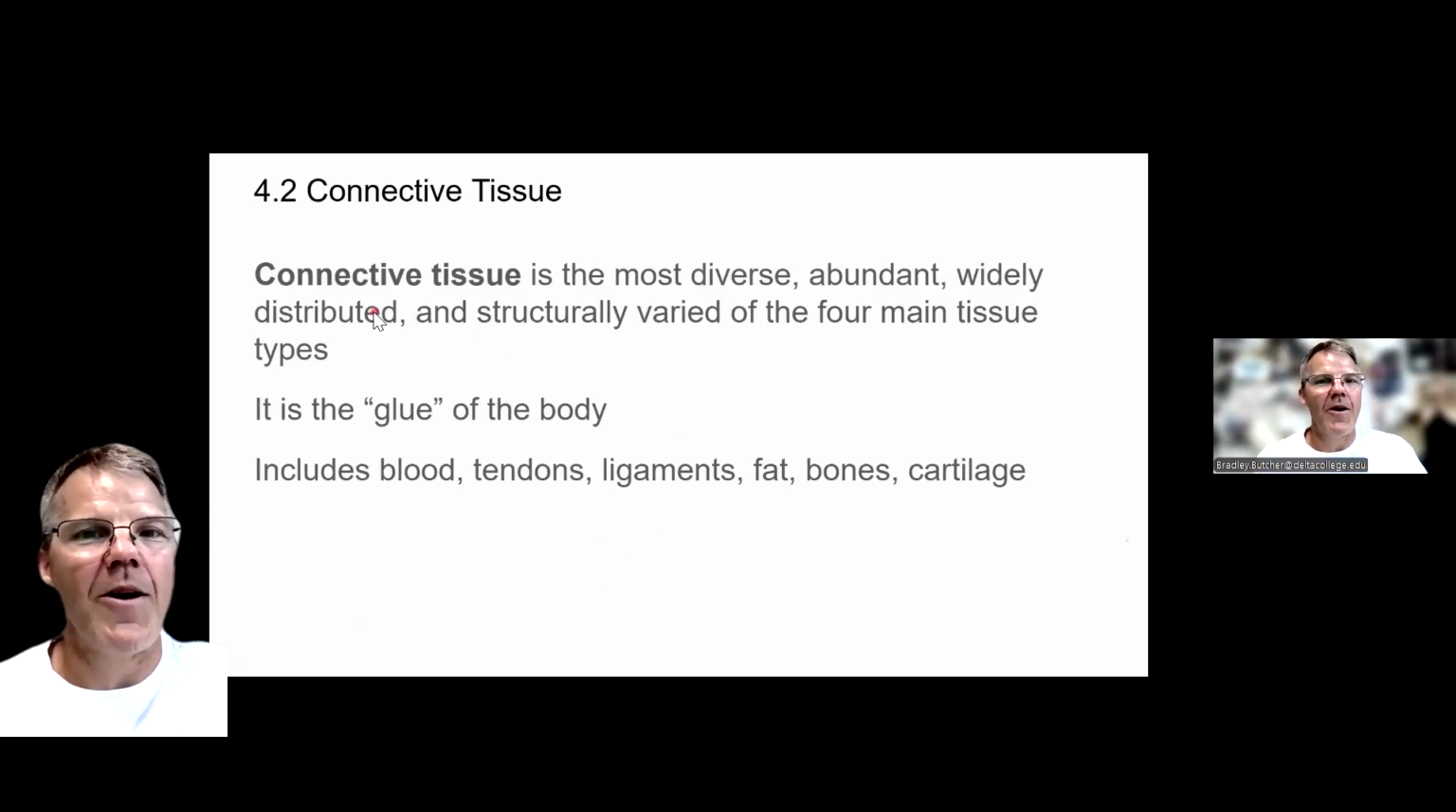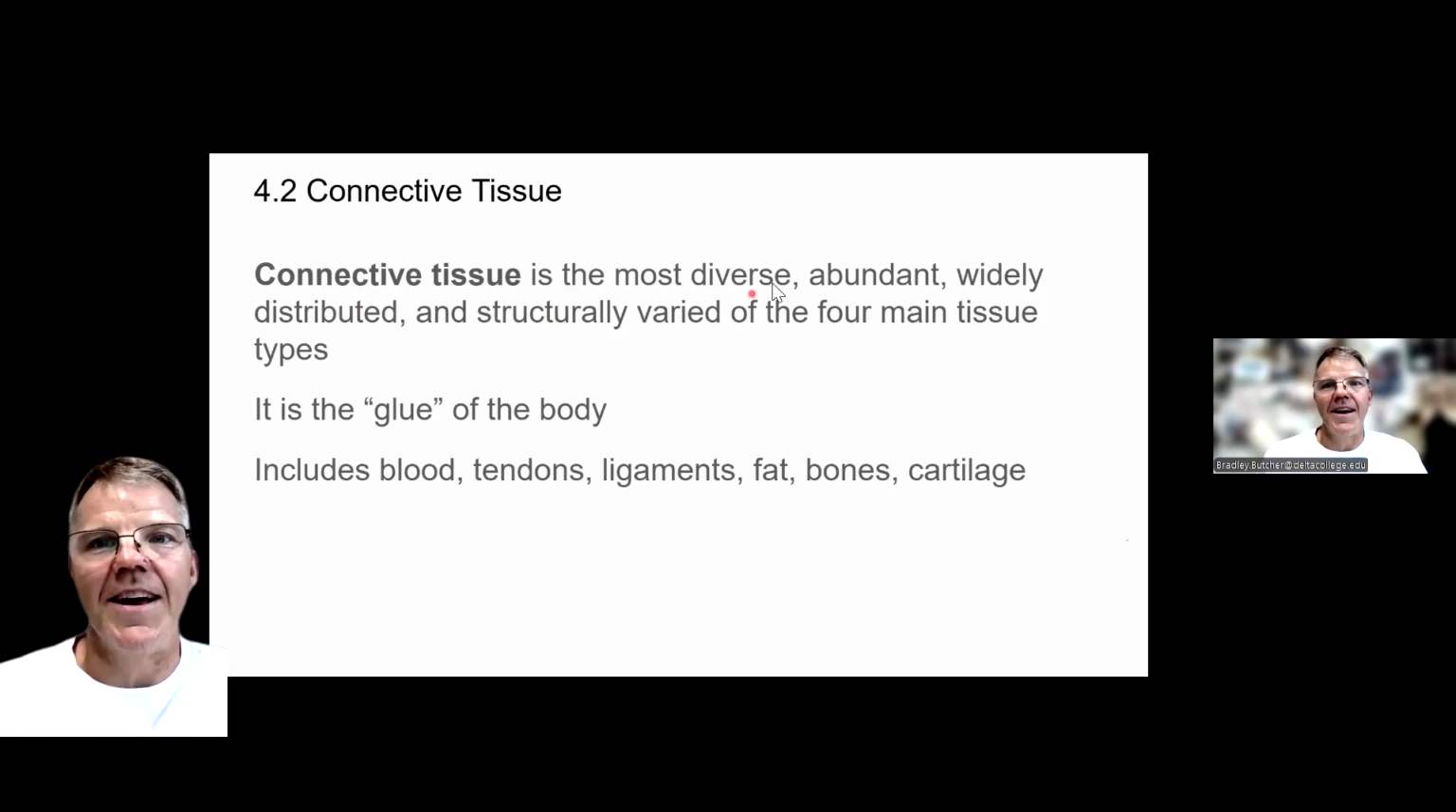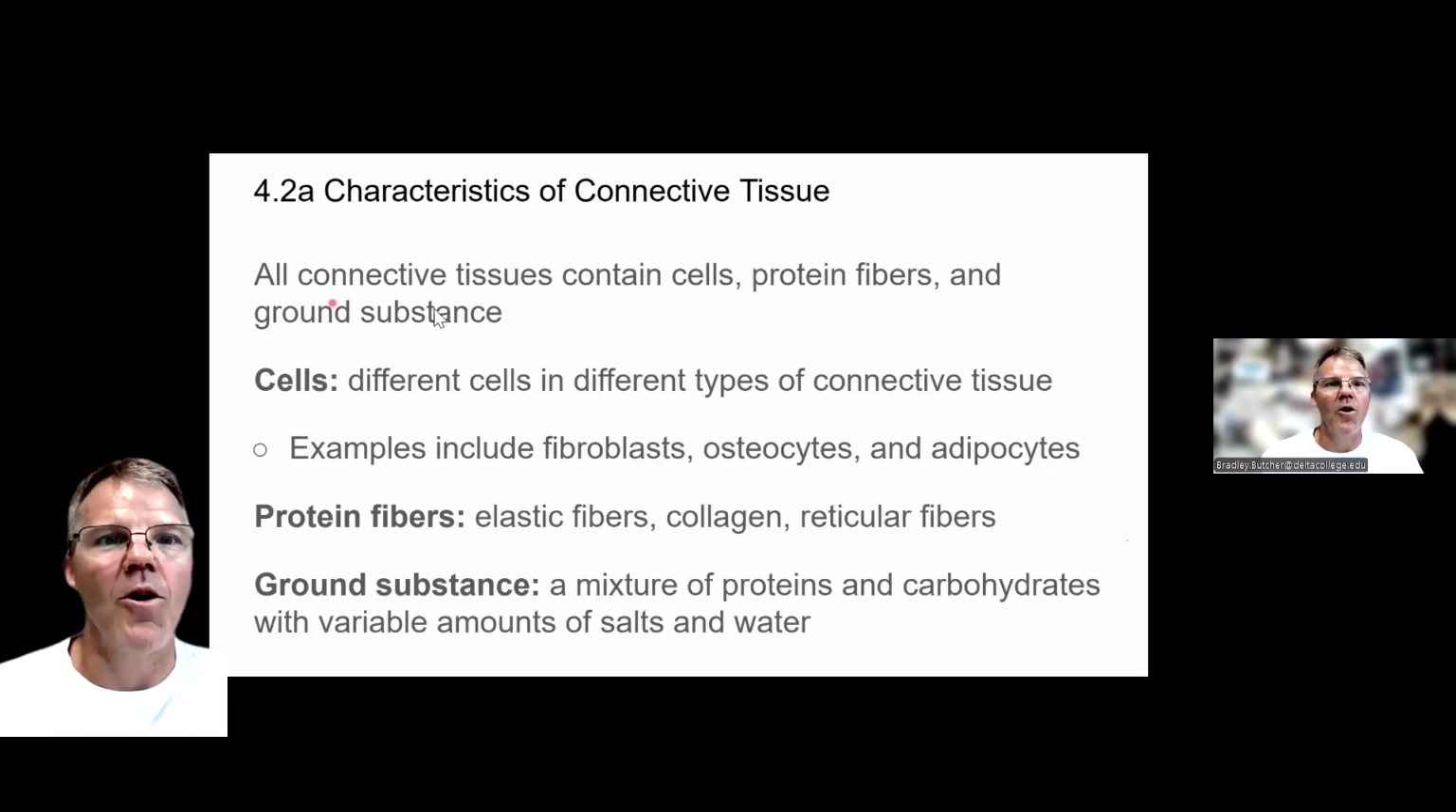So let's talk a little bit more about connective tissue. We can define it as the most diverse, right? Because we put all sorts of tissue or cell types into this category. It's abundant, widely distributed, and structurally varied of the four main tissues. It's the glue of the body. It includes things like blood, tendons, ligaments, fat, bones, cartilage. These are all connective tissue. All connective tissue can contain cells, protein fibers, and ground substances. So this is like the matrix that we were just talking about. The different cells are in different types of connective tissue.